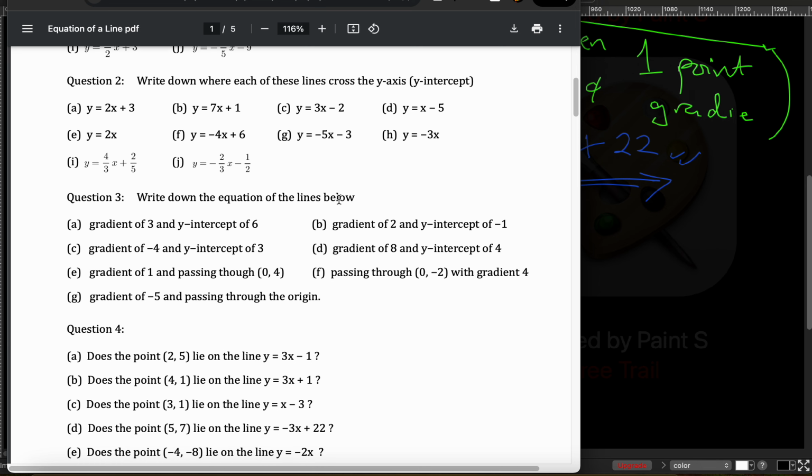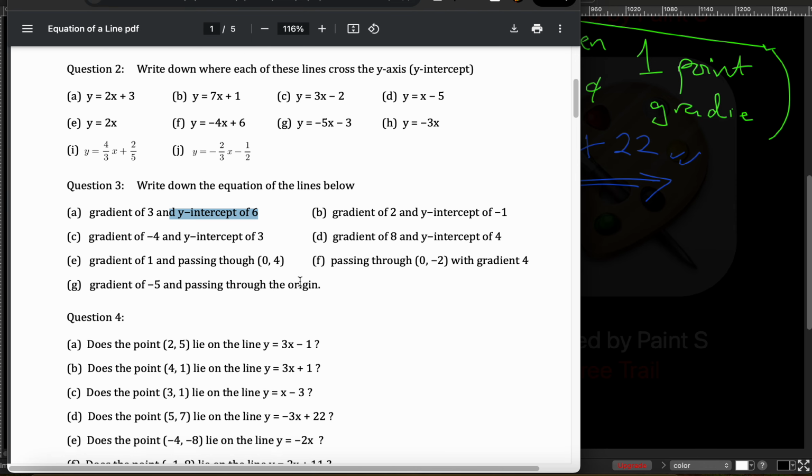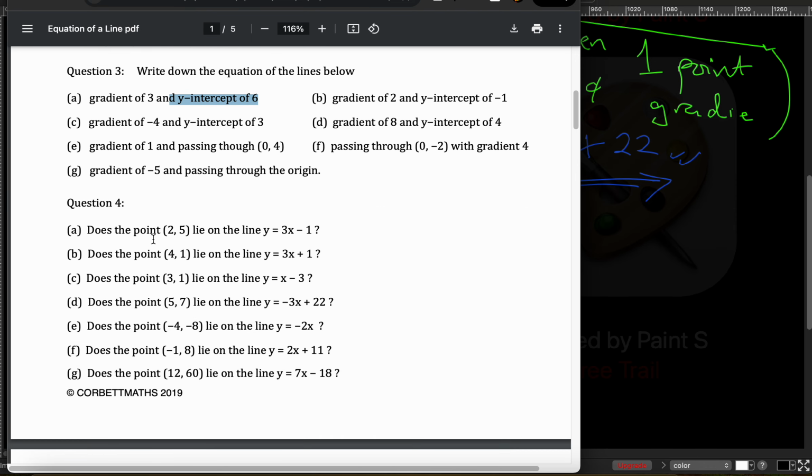Then this one now, we want you to write the equation of the line. You get the point? Given the gradient is 3 and the y-intercept is 6. This is now pretty simple. Why? Because the equation of the line is y equals mx plus c. I'm given m, I'm given c. So it's now simple.